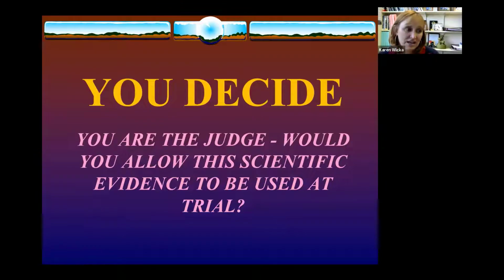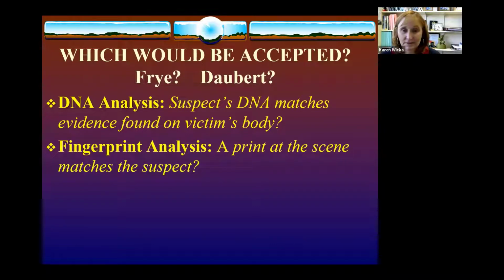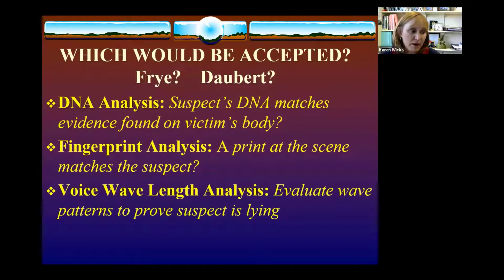Okay, so just to get you thinking about it, if you were the judge, would you allow these types of evidence? Okay, so DNA. Do you think DNA would be allowed under Frye and under Daubert? Probably. Okay, what about fingerprints? Well, right now, yes, under both, they are permitted. There has been some questioning about fingerprints and how accurate they are, but yes, right now they're both accepted. What about voice wavelength analysis? Our voice can change wavelengths when we're lying. Is that scientifically acceptable? Definitely not under Frye yet. Maybe under Daubert. It would be a stretch.